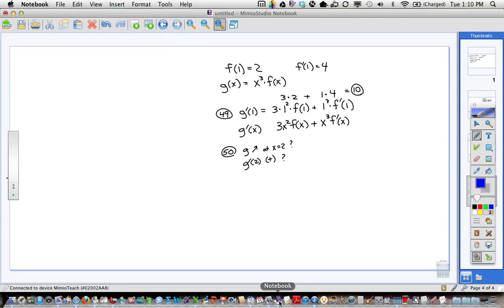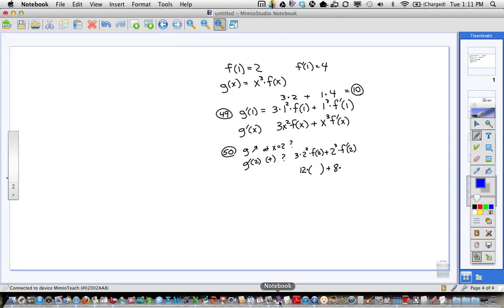We've got g prime of x, so we simply plug a 2 in everywhere the x is. That will be g prime of 2. So 3 times 2 squared times f of 2 plus 2 cubed times f prime of 2. Right? So g prime of 2 is just a 2 plugged in to g prime of x. All right. So 3 times 4 is 12. What's f of 2? There's a problem. They told us f of 1, and all they gave us was the f prime graph. So let's hold off on that for a second. 2 cubed is 8. What's f prime of 2?